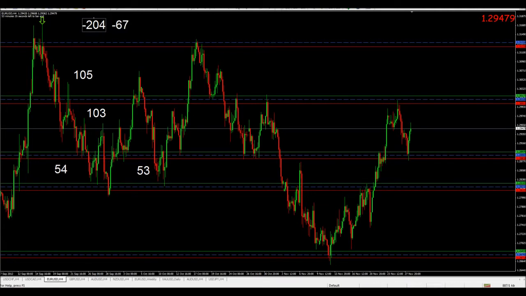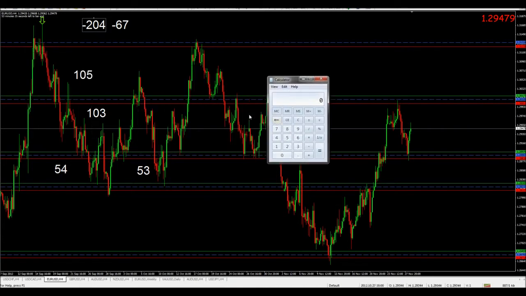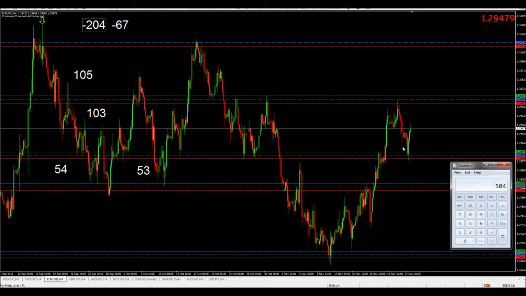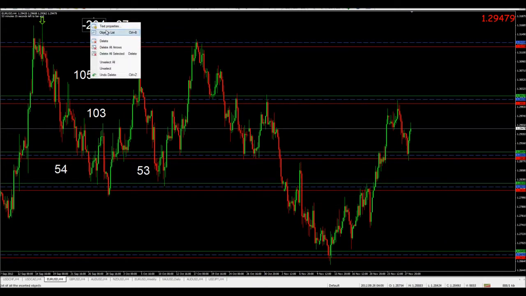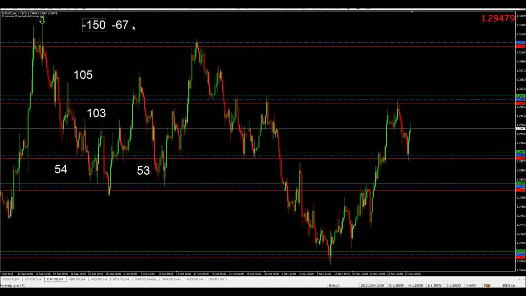So go back to my calculator again. I should know that. I mean, 54 pips. I don't even know why I'm doing this. That's 150. Oops. Bear with me, people. You'll see how this works in a second. So that's minus 150. It's starting to look a bit better, yeah.